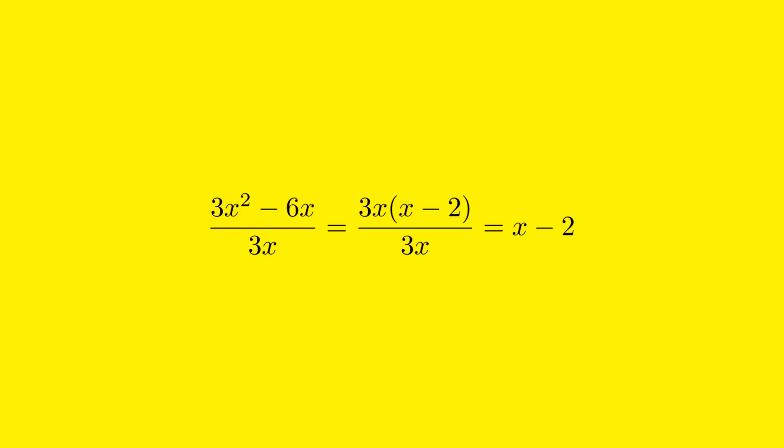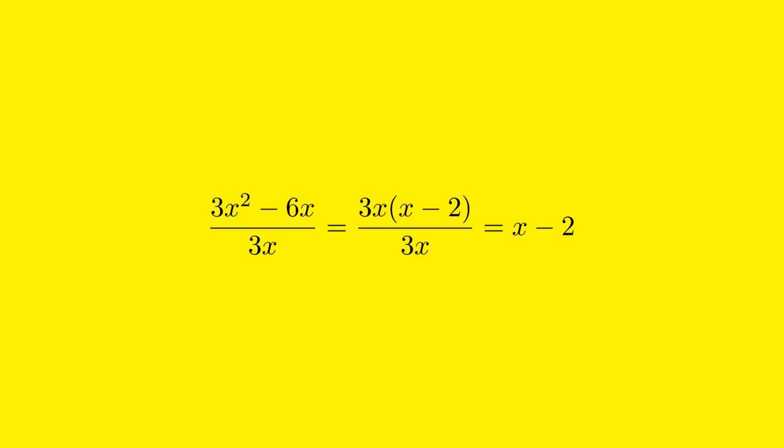Step 2. With the expression now factored, we have 3x times (x minus 2) over 3x. The next step is to simplify the expression by cancelling out any common factors in the numerator and the denominator. In this case, both the numerator and the denominator share a common factor, which is 3x. When we divide both the numerator and the denominator by 3x, we cancel them out, just like how 2 divided by 2 equals 1. This simplification leaves us with (x minus 2) over 1.